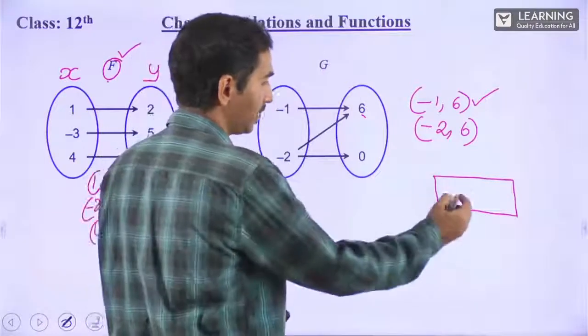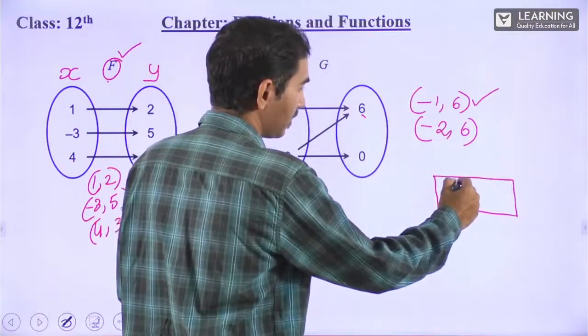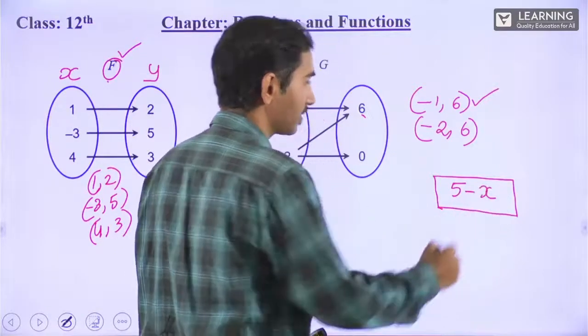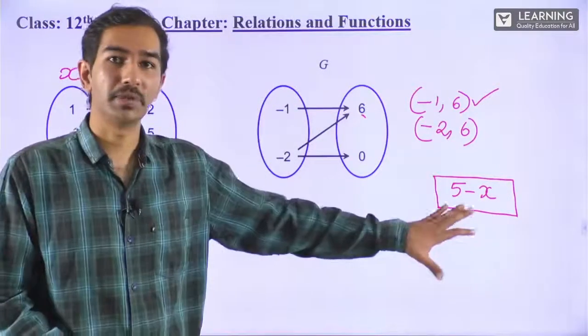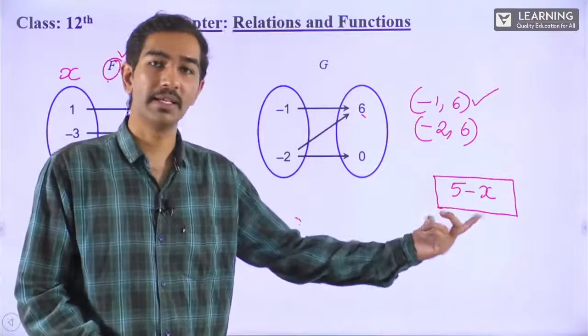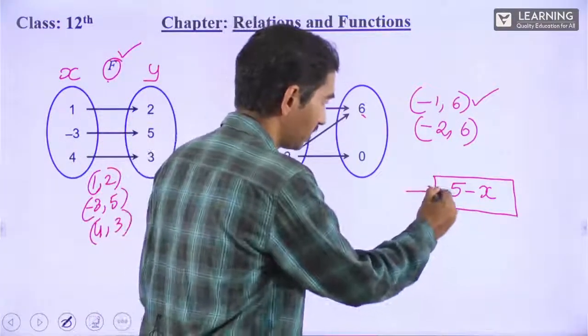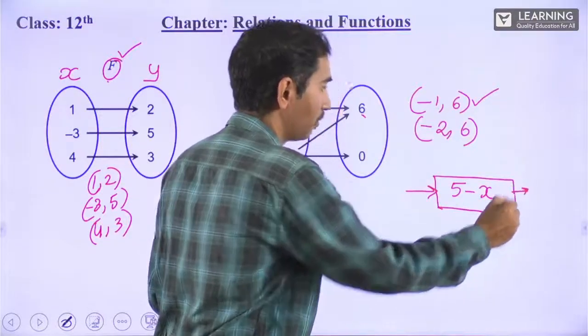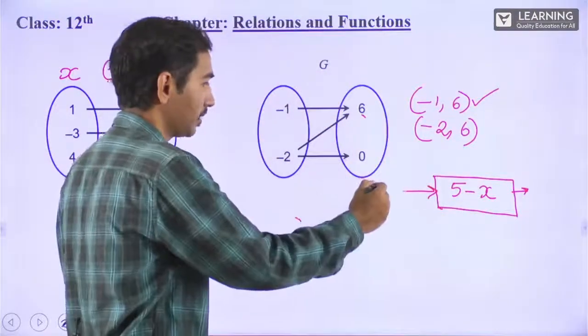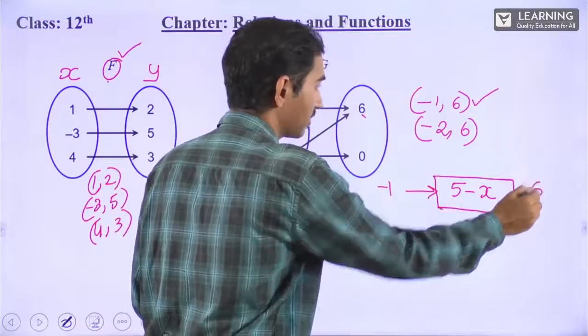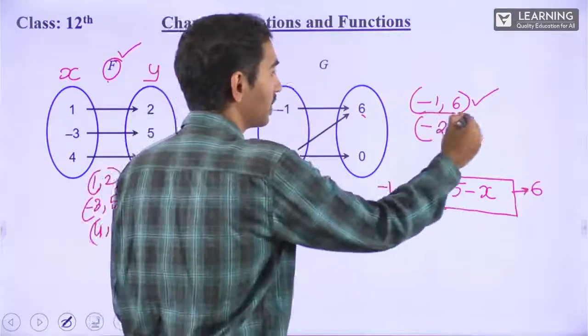Okay, so here the box will be 5 minus x. This will be inside the processor, or this is nothing but called a function of x. Now let us input the values of x here. This is our input and this will be our output. So put x is equal to -1. 5 minus of -1 will be 6, correct? So we got -1 comma 6.